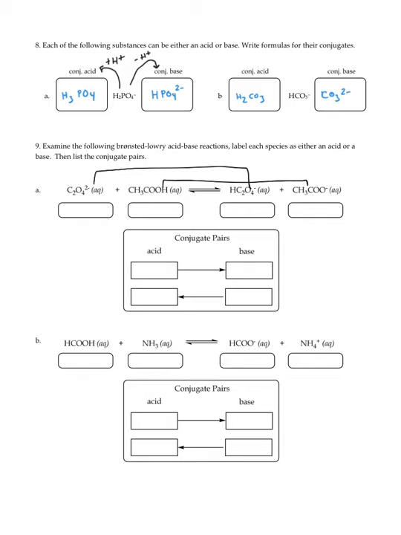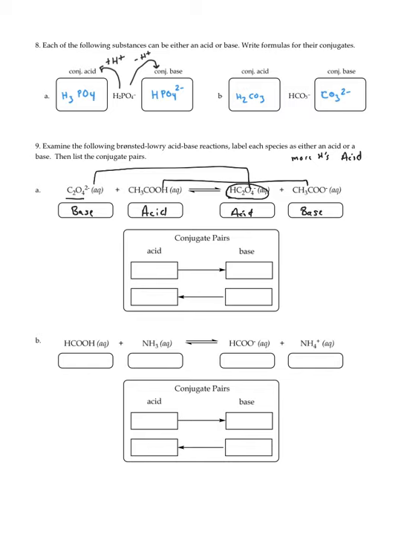The species with more hydrogens is the acid, right? So if you're comparing C2O4 to HC2O4, HC2O4 is the only one with hydrogens, so it's the acid. This must be the base. Likewise, CH3COOH has an extra hydrogen compared to acetate, CH3COO minus, and so this must be my acid in this pair, and this must be the base.